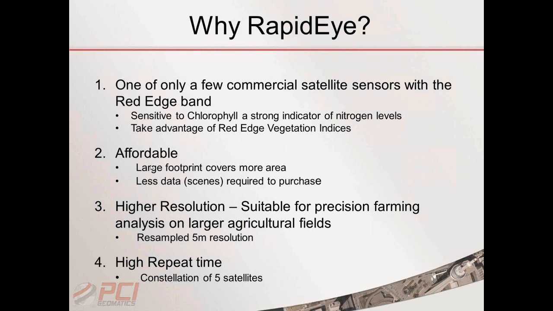Another important note is that it's affordable. RapidEye provides very large footprints, and they provide a variety of different footprint sizes, so you can really customize the data that you need. So obviously this usually corresponds to less data is required to purchase. Higher resolution. It's suitable for precision farming analysis on larger agricultural fields, and once again when I say precision, I mean in the context of remote sensing or spaceborne remote sensing. So it's resampled to 5-meter resolution.